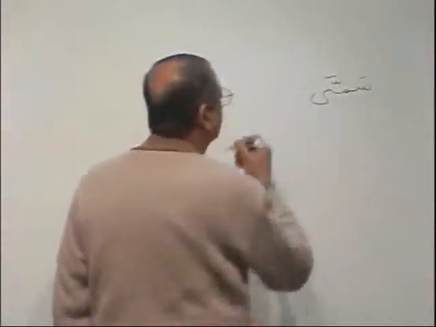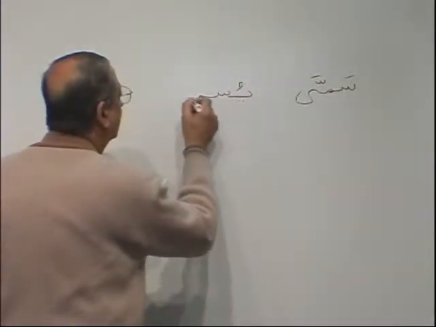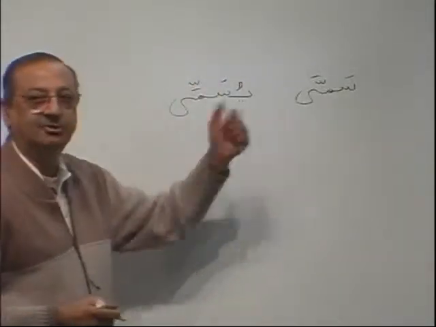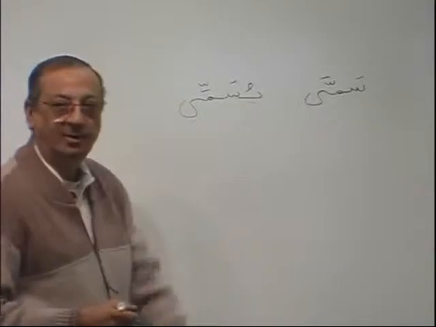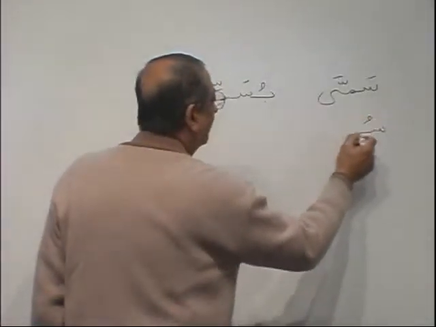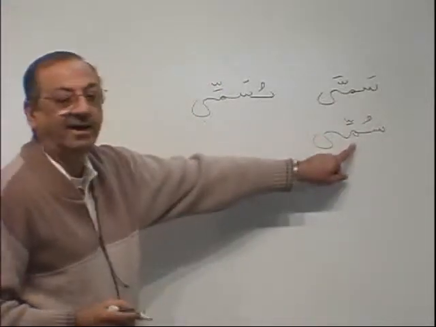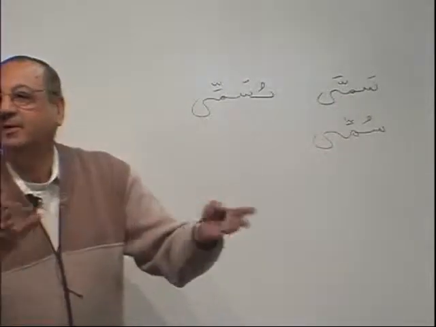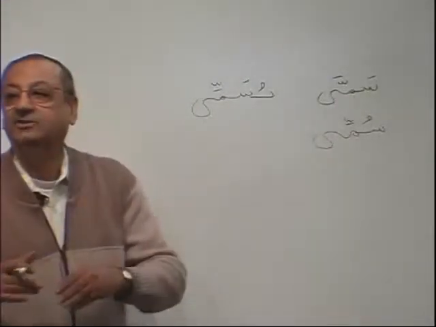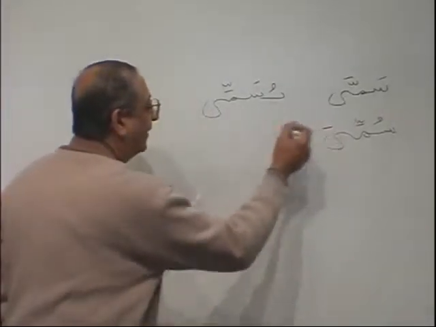Okay, brothers and sisters. Samma yusammi. Remember, we did it in detail yesterday. It is salla yusalli. Now make majhul. Summiya. What is it? As soon as you gave Ain Kalima Kasra, Ya became visible. Summi. When there was a Fatah, Ya changed into Aleph. Summiya. I will have to give Fatah.